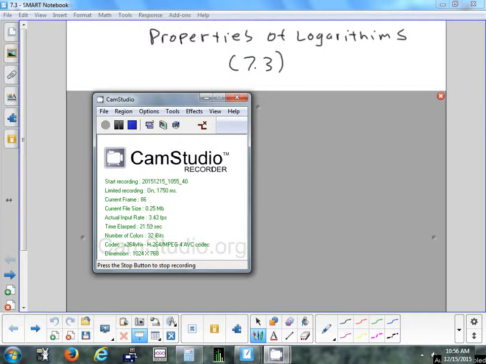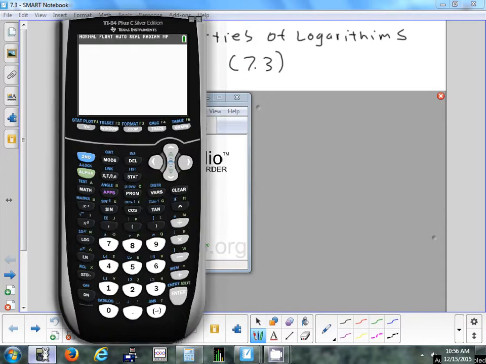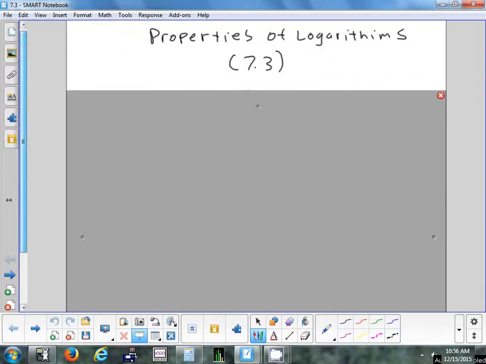Either way. And then the last thing I'm going to show you guys is how you can type in other bases on your calculator besides the two that the calculator can do. What are the two bases the calculator can do again? Yep, base e and base 10. Those are the only two that the calculator can do just by pressing one button. So if you want to type in something other than those, there's a very simple formula to do it. So I'll show you that at the end.